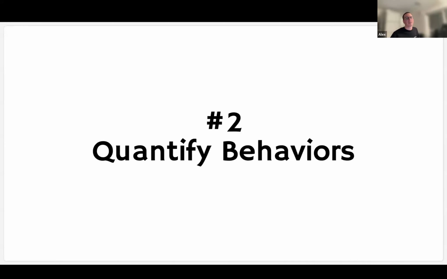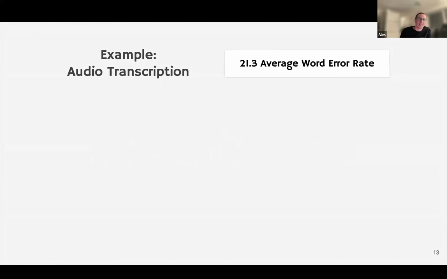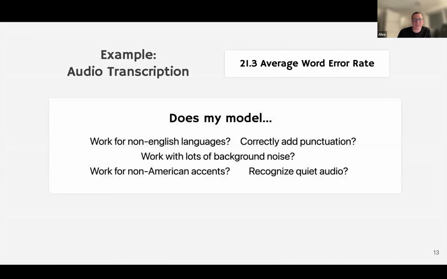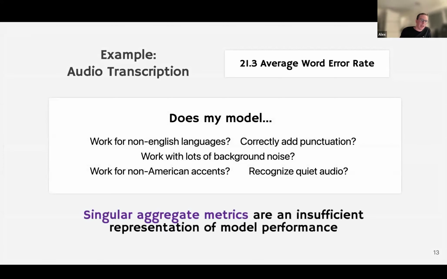All right, so that was quantifying behaviors. And I hope this really showed you why the average statistics that we often use right now to compare different models or to evaluate their capabilities don't really work in a lot of cases. We can't answer a lot of questions that we might need to ask for deployment. We really need to go beyond these singular aggregate metrics to get a sufficient representation of model performance.